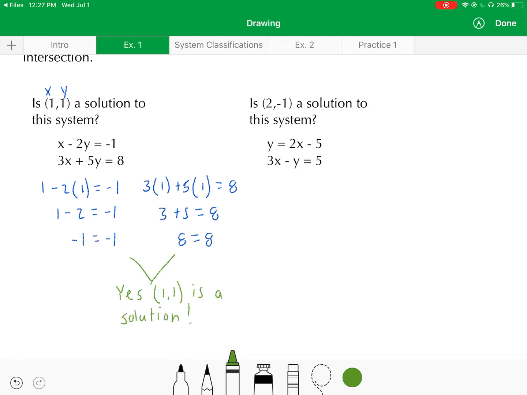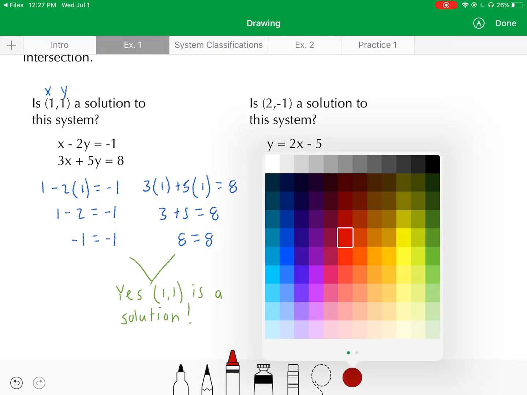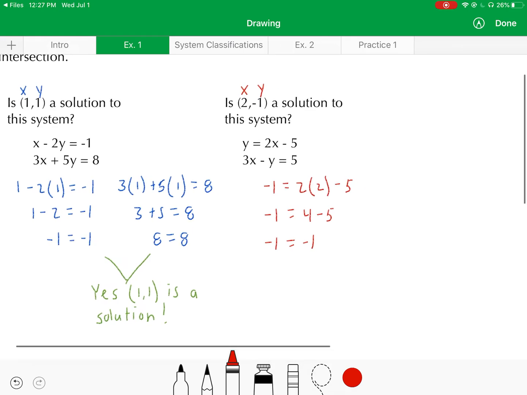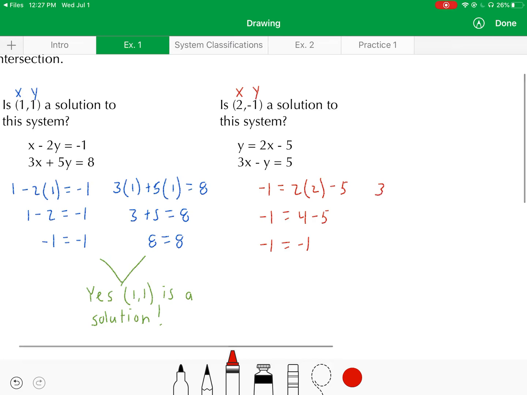Let's do the same thing with the next system here. Consider that an x value, consider that a y value. So is the point (2, -1) a solution? Let's plug into the top equation first. So y is -1, x is 2: -1 is equal to 4 minus 5, or -1 equals -1. So that is a solution to the first equation. What about the second equation of the system?